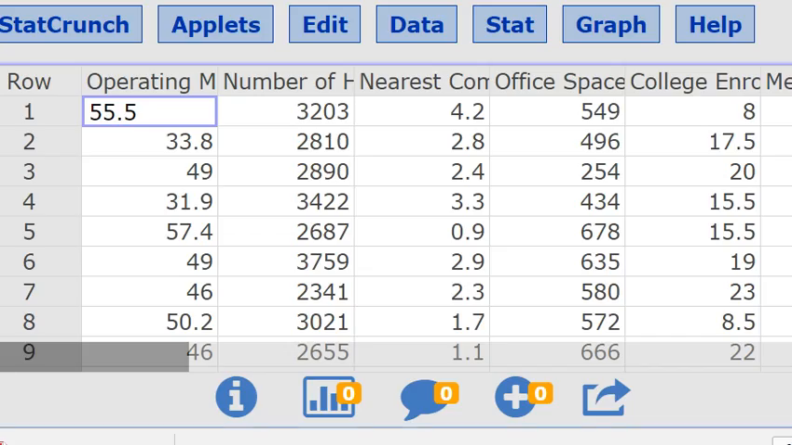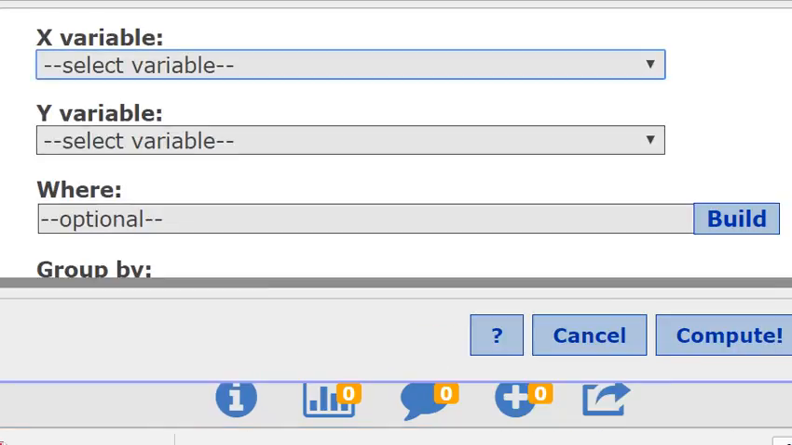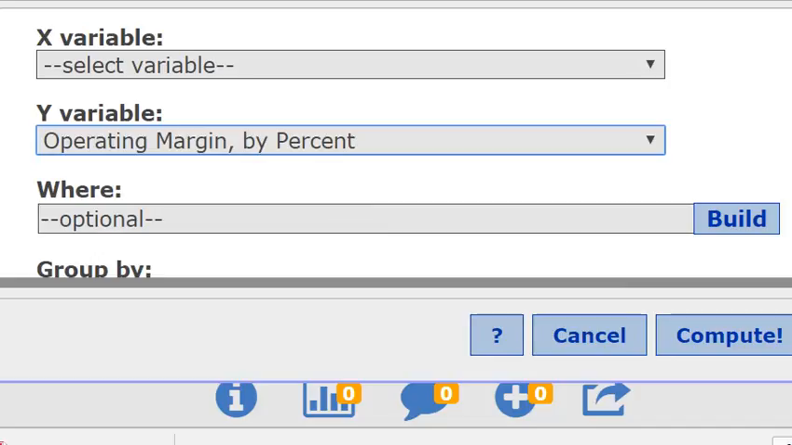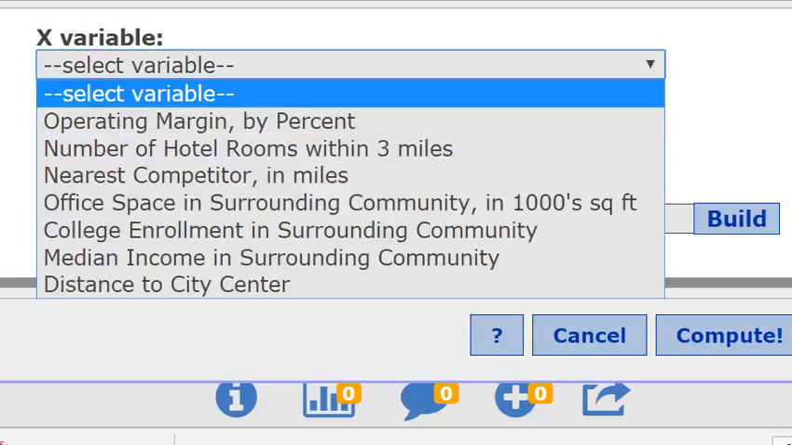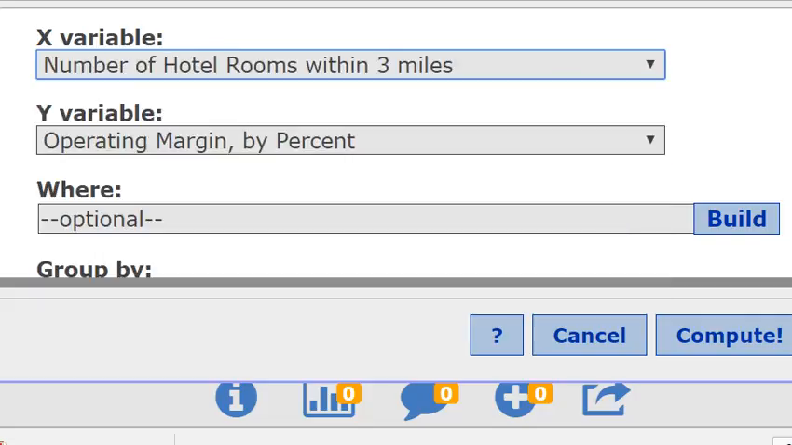Here's the data. I'm going to conduct a linear regression, so go to Stat, Regression, Simple Linear, and I have to identify the variables. In this spreadsheet, the y variable, that's the response, is the operating margin. The x variables are what you're going to try to predict the operating margin with, and what I decided here is the number of hotel rooms within 3 miles of this potential location. So we're going to see if we can come up with a regression model of these.